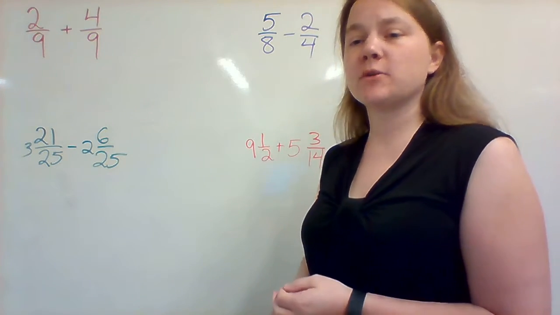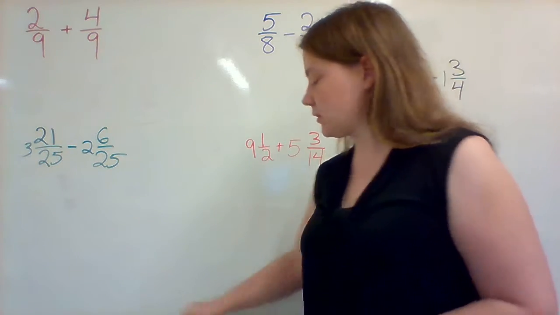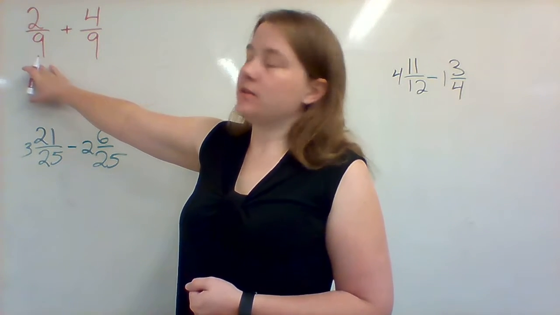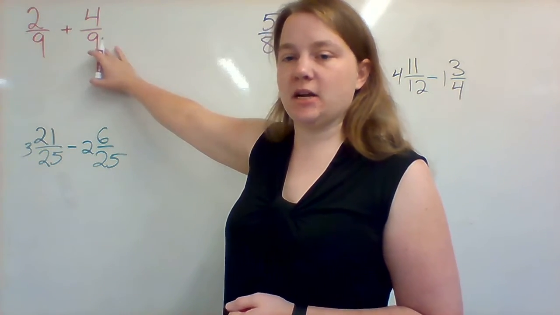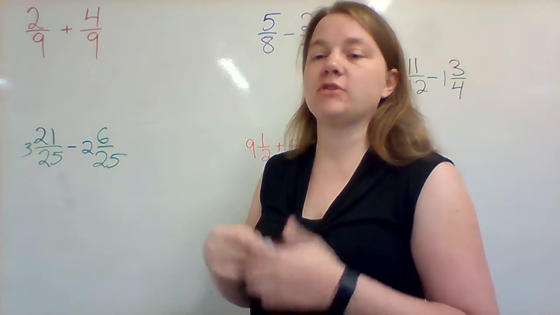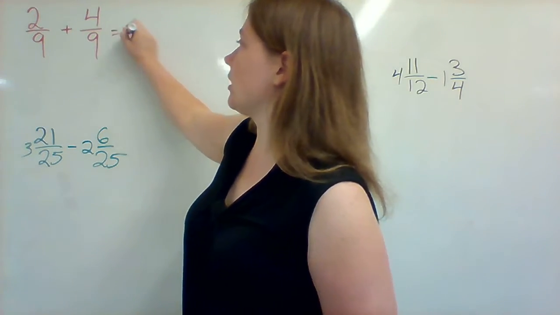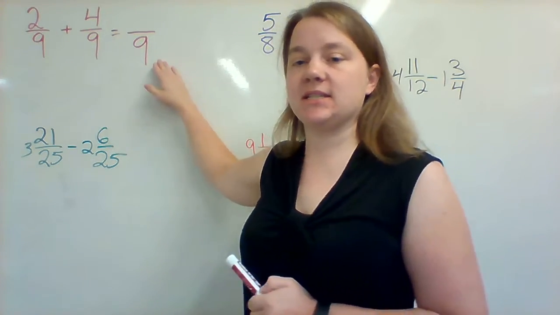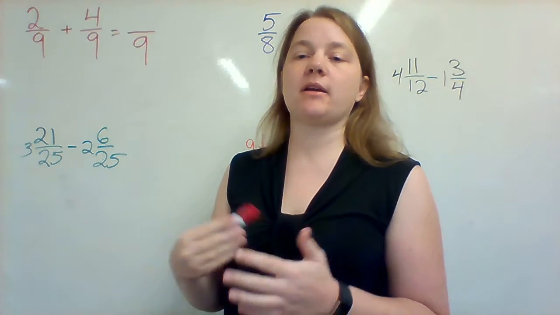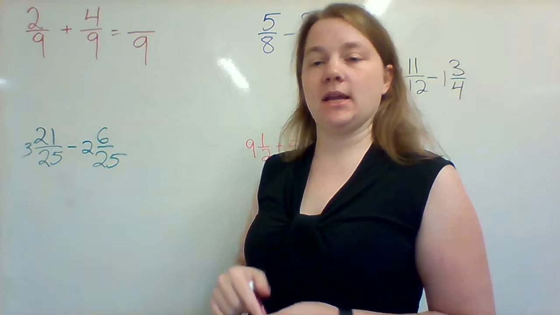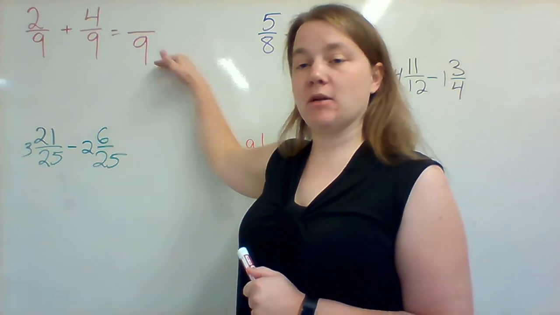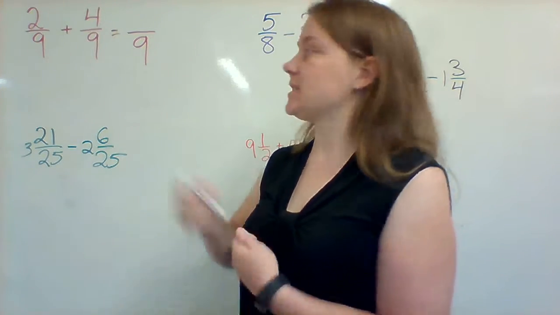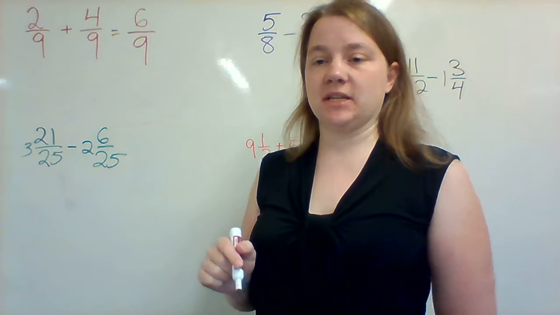So, the first question that we have is 2 over 9 plus 4 over 9. Now, what we know about this problem, think about pizza. This pizza is cut up into 9 slices, this pizza is cut up into 9 slices, so to figure out how much we have total, we can talk about our answer in terms of 9 slices. So that denominator stays the same. You always want the same denominator, a common denominator, when you are adding and subtracting with fractions. So because the number on the bottom is the same, we just add the numerators like normal. 2 plus 4 is 6. So my answer is 6 over 9.